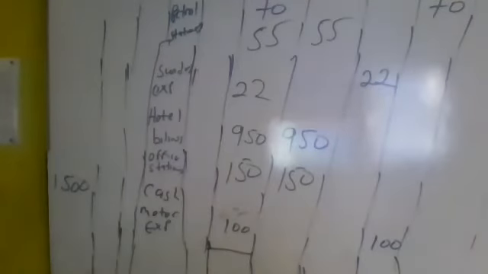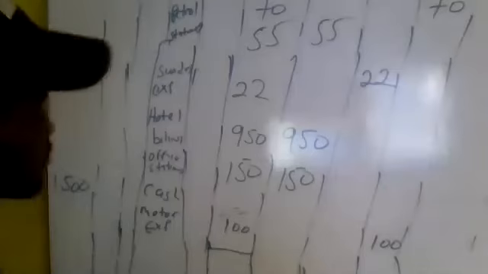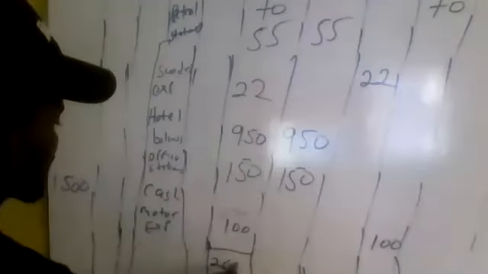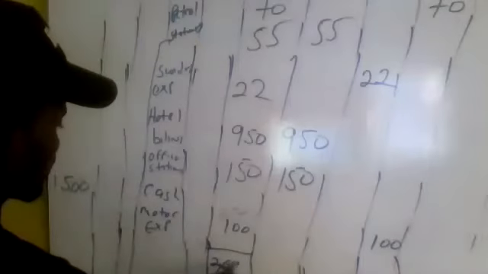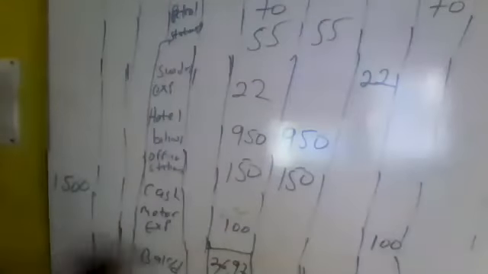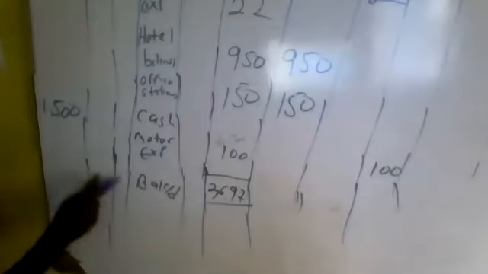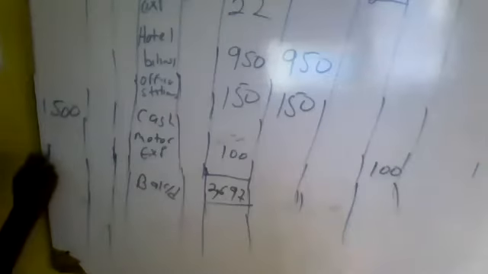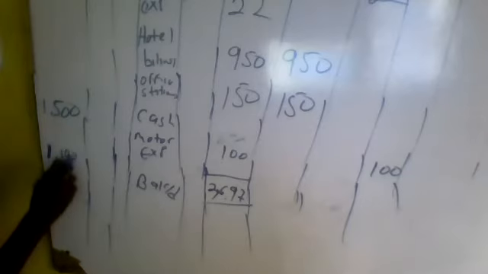2,697. 2,000, 697 naira. So definitely our balance carried down will be here, right? So what's our balance carried down? 2,697 minus 1,500. 1,197.